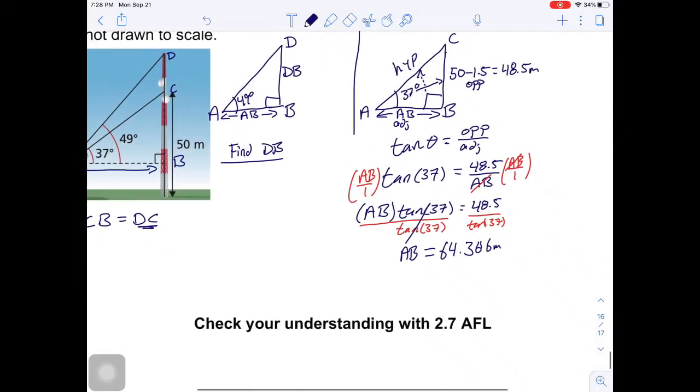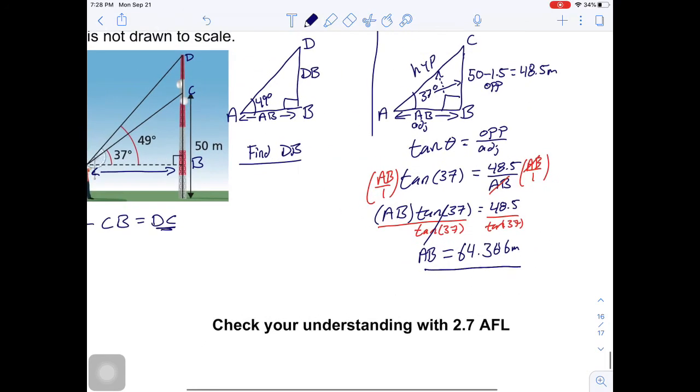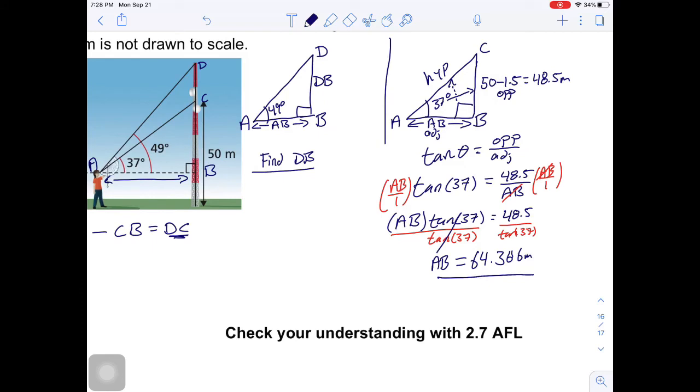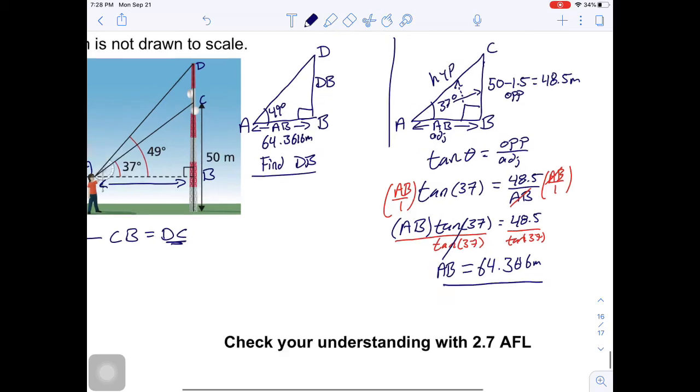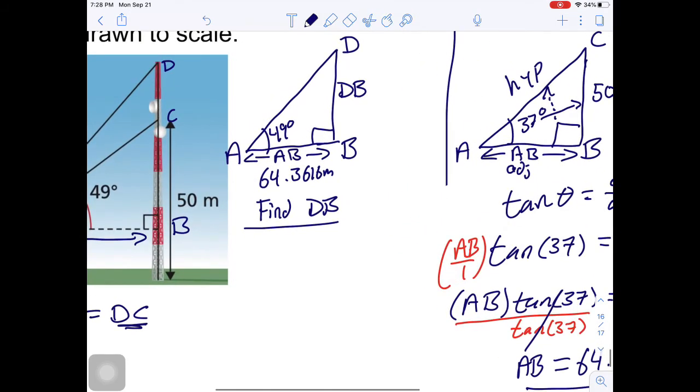Now, I have A to B. Remember, A to B also shows up in my other triangle that I'm dealing with. So I have this length, 64.3616 meters. Now I can officially find D to B. How do I find that? Well, remember, I have this angle. Here is my hypotenuse because it's opposite of that 90 degrees. D to B is the opposite, making this guy the adjacent.